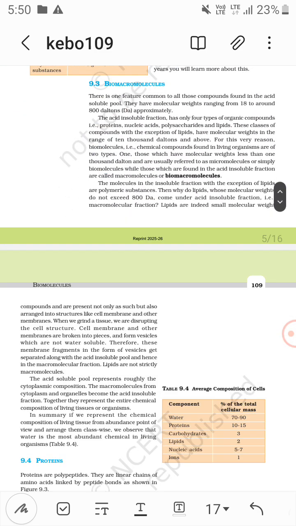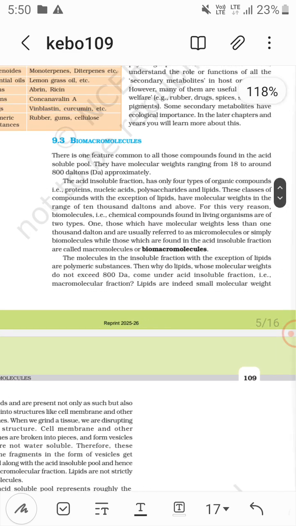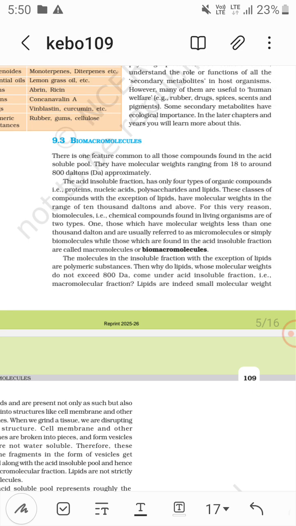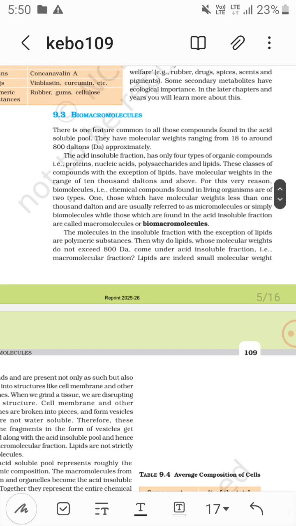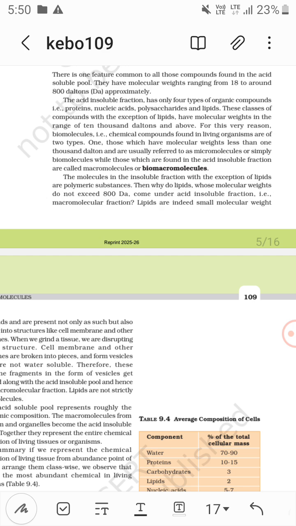Now we study biomicromolecules and biomacromolecules. Biomicromolecules have a molecular weight of 18 to 800 daltons, less than 1000 daltons, but biomacromolecules are 10,000 daltons and above. The acid insoluble fraction has four types of organic compounds: proteins, nucleic acids, polysaccharides and lipids.